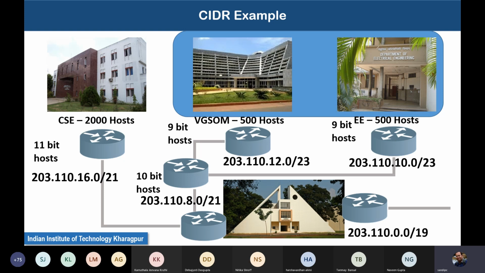Now within this router, from the 203.110.12.0 subnet, it will have a routing table. I will show you later on how to construct the routing table. It will forward the packet to the next level router, which is from this subnet 203.110.8.0/21. Then it will again do this routing calculation, and it will find out that the packet needs to be forwarded to the subnet 203.110.10.0/23. So the packet will be forwarded to the router which is the gateway router of EE, and that router will finally decide the end host, and the packet will be forwarded.